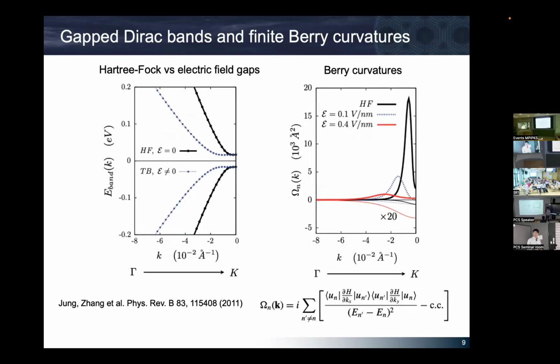So this kind of analysis, when you carry out, actually, a similar result showing the Hartree-Fock calculation with the black line, and this blue line is just the usual tight binding calculation, where you add an interlayer potential difference to open up a band gap. We see that there is a difference in this Fermi velocity due to the intralayer exchange that somehow gives the energy gain when it opens up a band gap of the system.